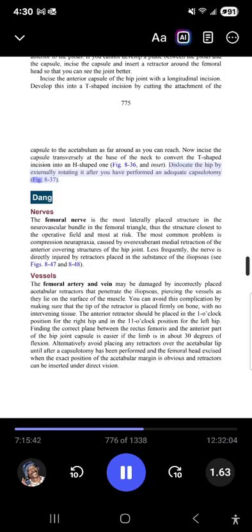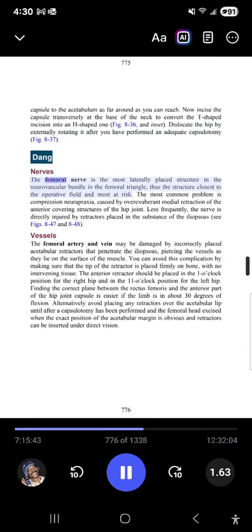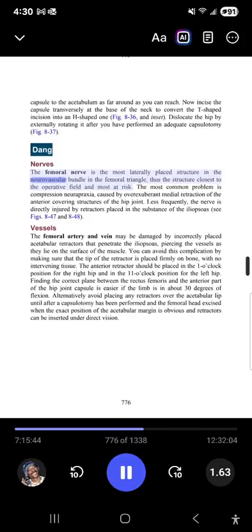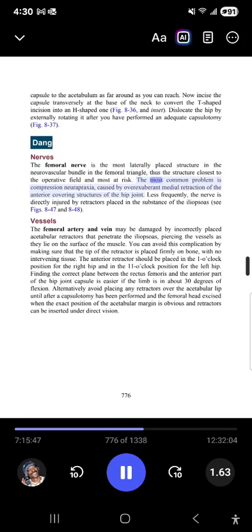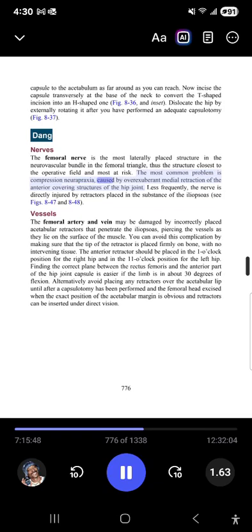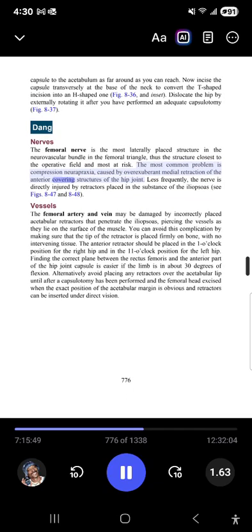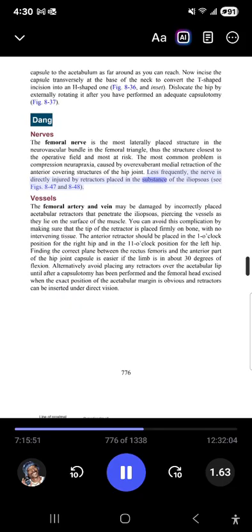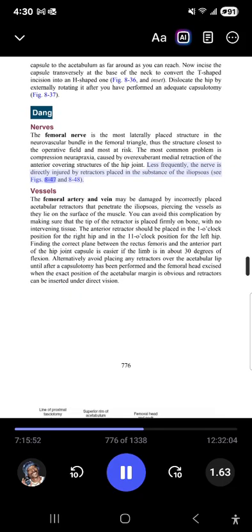Figure 8-37. Nerves. The femoral nerve is the most laterally placed structure in the neurovascular bundle in the femoral triangle, thus the structure closest to the operative field and most at risk. The most common problem is compression neuropraxia, caused by overexuberant medial retraction of the anterior covering structures of the hip joint. Less frequently, the nerve is directly injured by retractors placed in the substance of the iliopsoas. See figures 8-47 and 8-48.